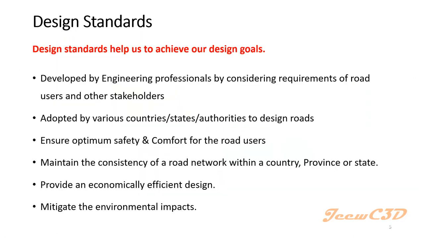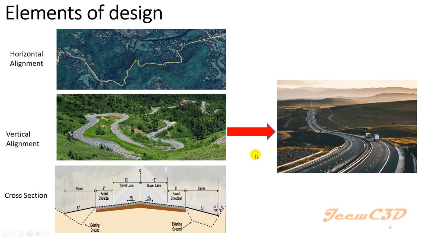Then, to do a good design, you have to have design standards. Because when I say horizontal alignment, in the previous slide, you need to know what curve radius you have to select for the curve, what kind of straight lengths you can adopt, how much length you have to select to design the road. Then you have the vertical alignment constraint, that means what kind of gradient or what kind of slope you have to use for your road.